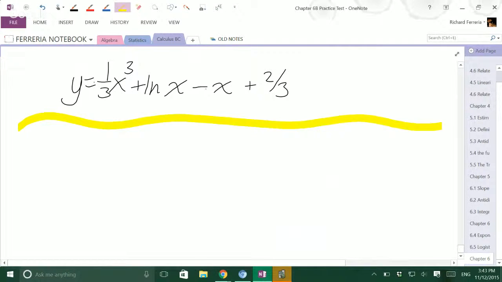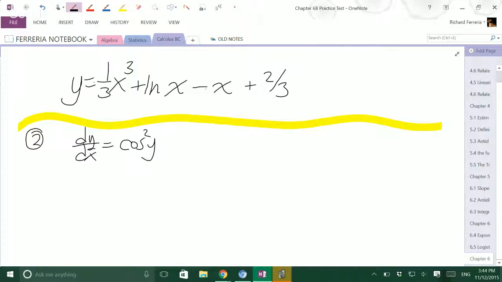Okay, so I think this might be one of the more difficult ones to integrate. We have dy/dx equals cosine squared y sine x. That's equal to cosine squared y sine x. Perfect. Okay, first thing we're supposed to do is separate our variables.